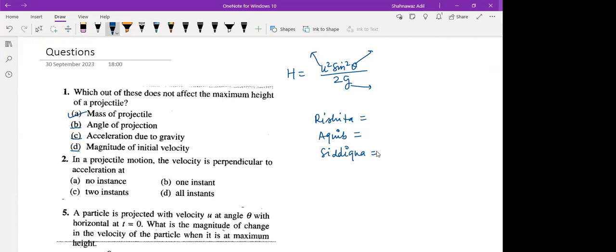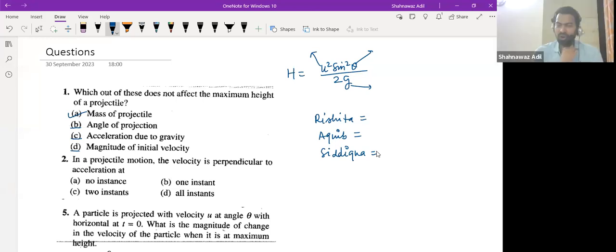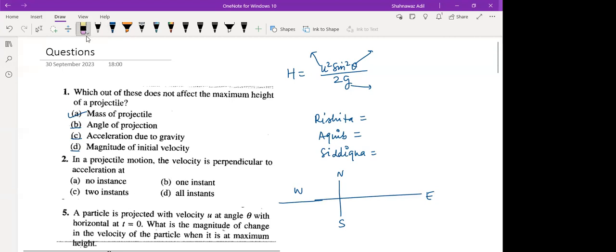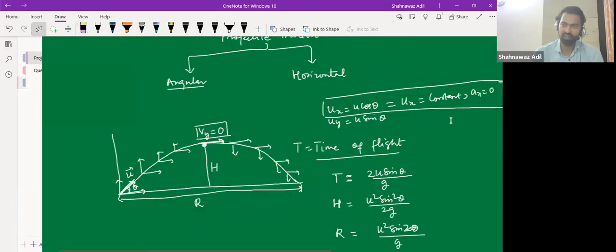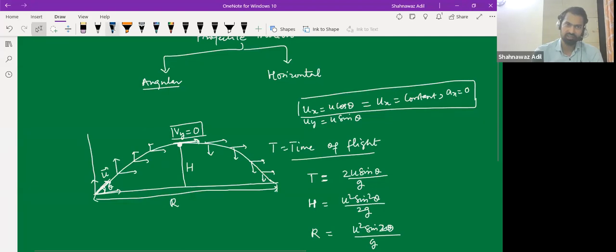X axis, north is the X axis, east is the X axis, right? So you have north, south, east, and west. So where is the acceleration? East. Okay. Just now, we discussed that there is no acceleration in the X axis.